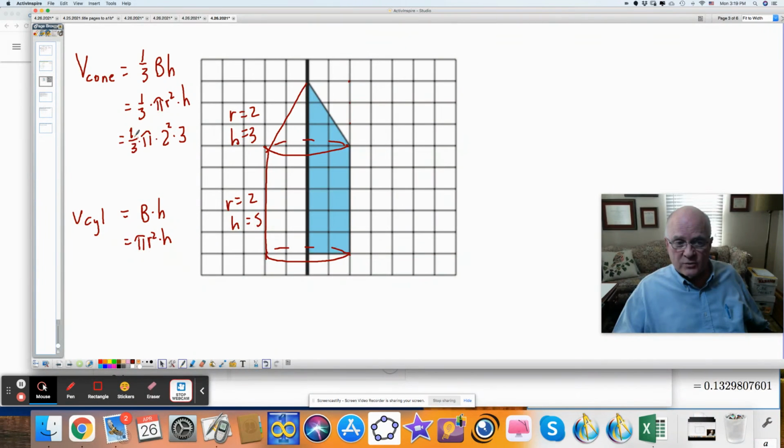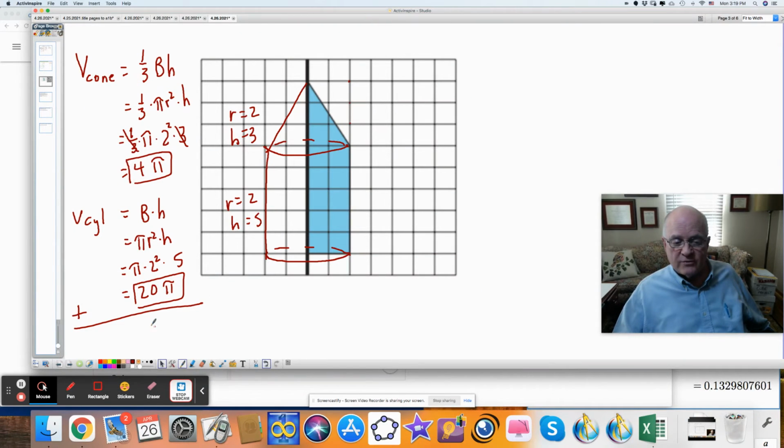And 3 times 1/3 is going to cancel these two. I'm left with 4 pi for the volume of the top part. The bottom part, we'd substitute the values. Pi times 2 squared times 5. 5 times 4 is 20. So this is going to be 20 pi. And when you add these two together, this will give me a total of 24 pi cubic inches.